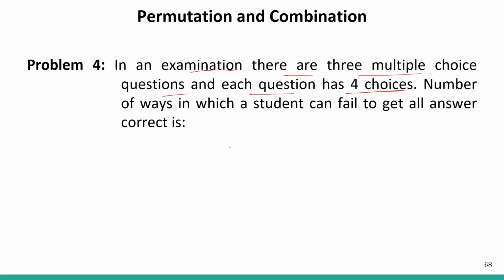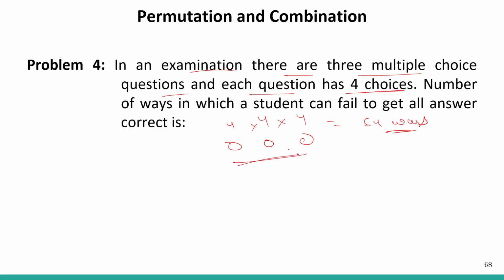Basically for each question he has 4 options. For this he has 4, for this he has 4. So total 4 into 4 into 4, that is equal to 64 ways to attempt these 3 questions. Okay, but let's say only one is correct among these 4, and only one is correct among these 4, and only one is correct among these 4.